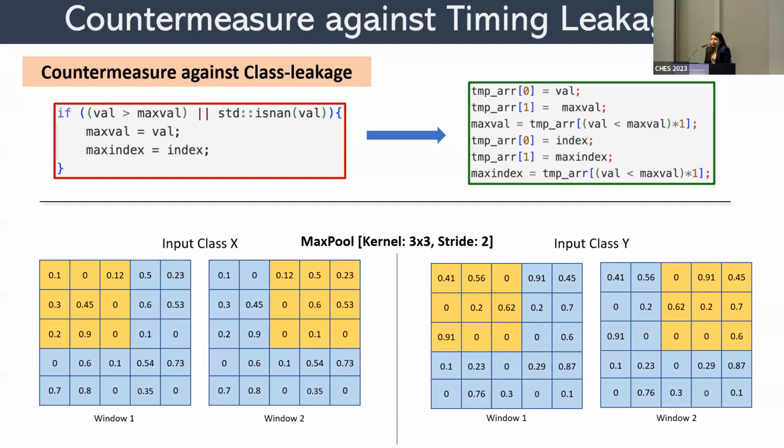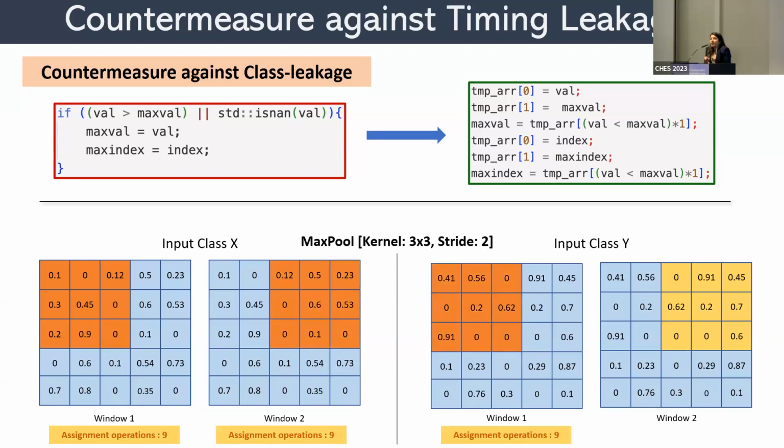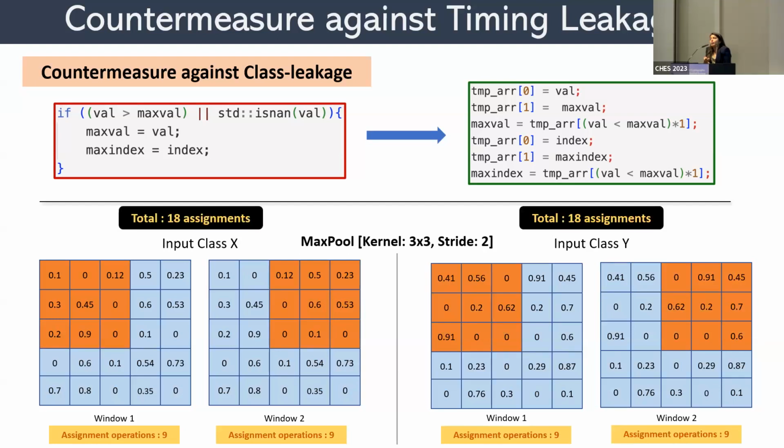And now with this, max val equal to val and max index equal to index will be called at every execution for all the inputs. So hence the total number of assignment operations will now be a total of 18 and 18, which will be equal, and hence the timing leakage won't be there anymore.